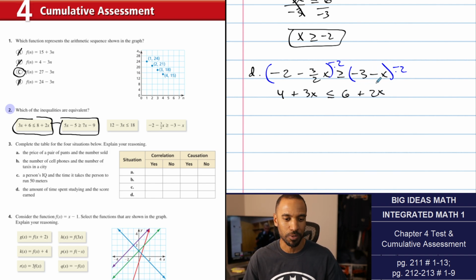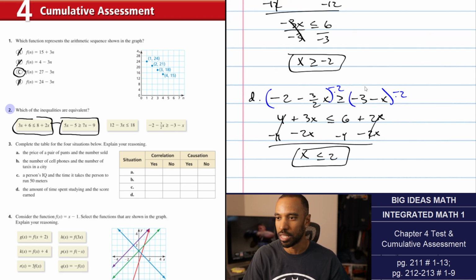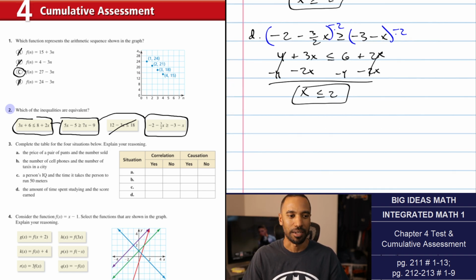So much better looking, wouldn't you agree? They were all negative to start with, right? I'm going to subtract 2x's over, turn that into an x, subtract 4's over, and get our final answer. We are going to get x is less than or equal to 2, and that actually matches, I believe, the other ones. So A, B, and D are the same, and this one is a little bit different than them. All right, that's what cumulative assessments do to us.